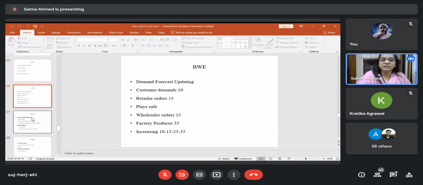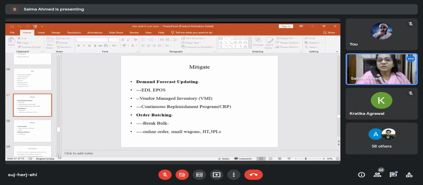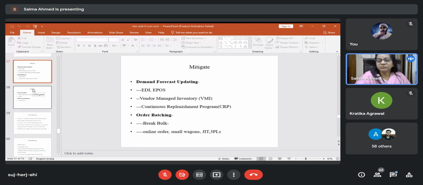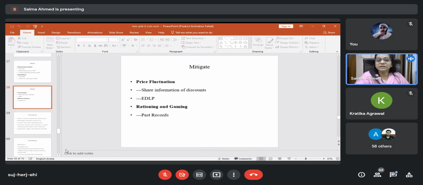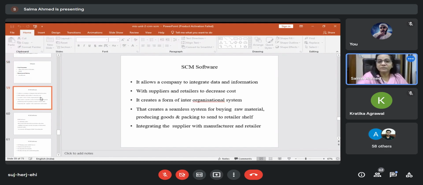Demand forecast updating can be done away if we share information, if we resort to continuous replenishment program, or through vendor managed inventory. Order batching can be done away by breaking the bulk, or by online system, or small wagons, or by taking help of third party logistic service providers. And price fluctuation can be done away by sharing all information of schemes and discounts and EDLP with the upward members of the channel. And rationing and gaming problem can be done away with by following the past record to place my supply.